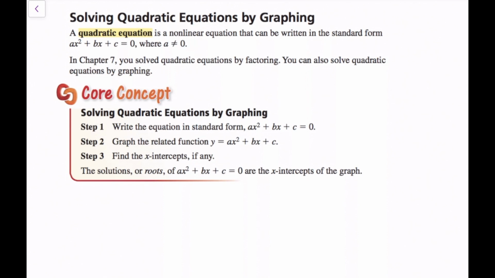them by graphing. So what we're going to do, basically, is get our quadratic equation equal to 0, so our standard form equal to 0, and then graph the function y equals whatever we had, ax squared plus bx plus c, and then wherever that y value is 0 on the graph, those x values are going to be our solutions to our quadratic equations. Those points are the x-intercepts, so when we find the x-intercepts, then we have our answers.